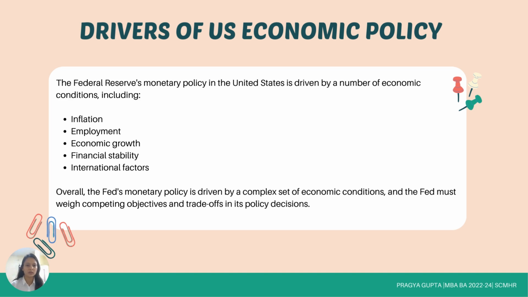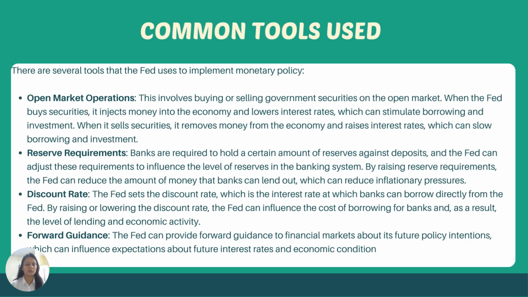So, now let's have a look at the common tools which are utilized by the Fed time and again. Some of the most prominent one being the open market operations. These operations involve the buying and selling of the government securities in the open market. So, when the Fed is purchasing the securities, it's injecting money and lowering the interest rate, which in turn stimulates the borrowing and investment. And when it sells the security, vice versa happens.